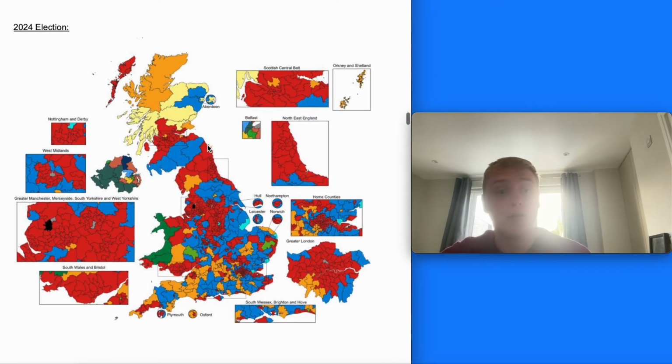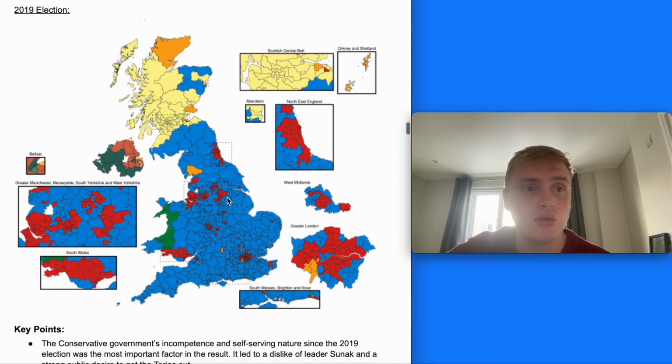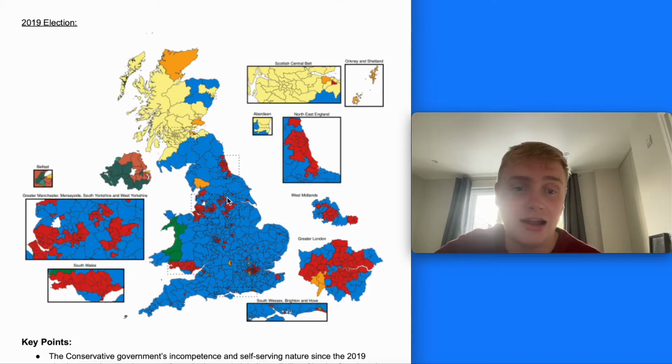What I've got here is a couple of graphs, I think from Wikipedia actually, comparing the 2024 election and the 2019 election. If you look at the 2019 election, you see the Tories dominating the electoral map. Obviously, it's a little bit skewed just because there's a large number of seats in urban areas such as London, Manchester, Liverpool, Newcastle up here as well.